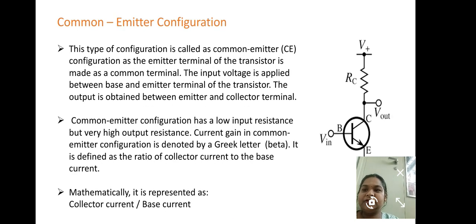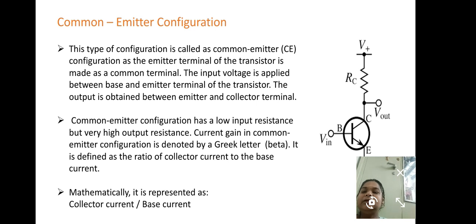Common emitter configuration. This type of configuration is called common emitter configuration, as the emitter terminal of the transistor is made a common terminal. The input voltage is applied between base and emitter terminal of the transistor. The output is obtained between emitter and collector terminal. Common emitter configuration has a low input resistance but very high output resistance.